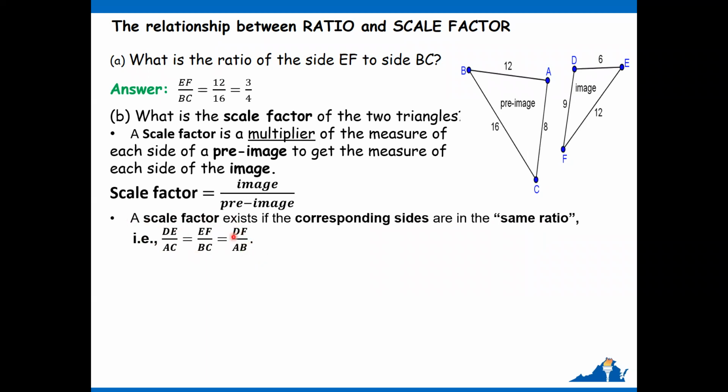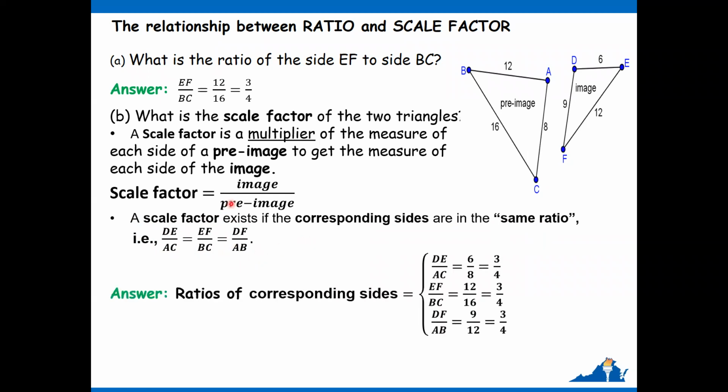Same ratio. So the answer to our problem becomes ratios of corresponding sides. We take the first pair, we find the ratio is 3/4, the second pair 3/4, the third pair 3/4. So we are getting the same ratio for the three pairs of corresponding sides. Therefore, the scale factor is 3/4.